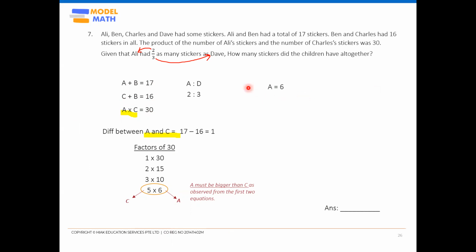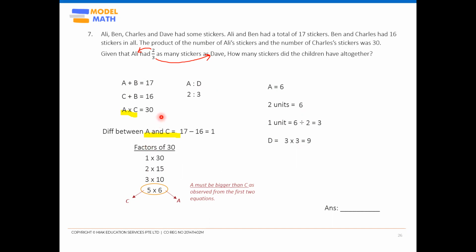If we look at the ratio now, the ratio is what we haven't worked with yet. Looking at the ratio, I have Ali and I have Dave. So far I'm not working with Dave yet, but since I know Ali is 6, I can see this 2 units equals 6 stickers. And of course, I work out 1 unit. With this, can we work out Dave now? Definitely. We know Dave is 3 units, simply 3 times 3. So we already have all 4 people's stickers.